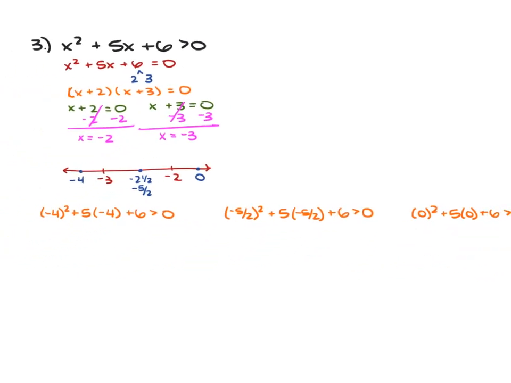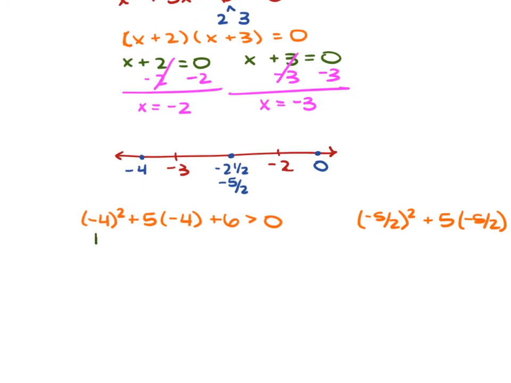So working with my first one, I have that negative 4 squared, which is 16, plus 5 times negative 4, which is negative 20, plus 6 is greater than 0. The 16 minus 20 gives us negative 4, plus 6 is 2 is greater than 0. This one is true, so we would shade to the left of that 3.